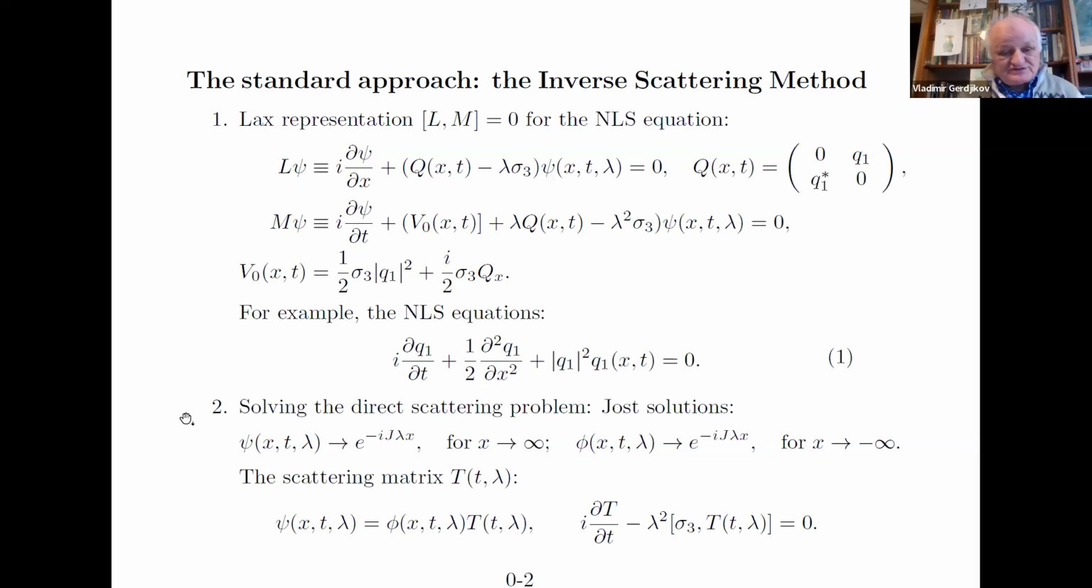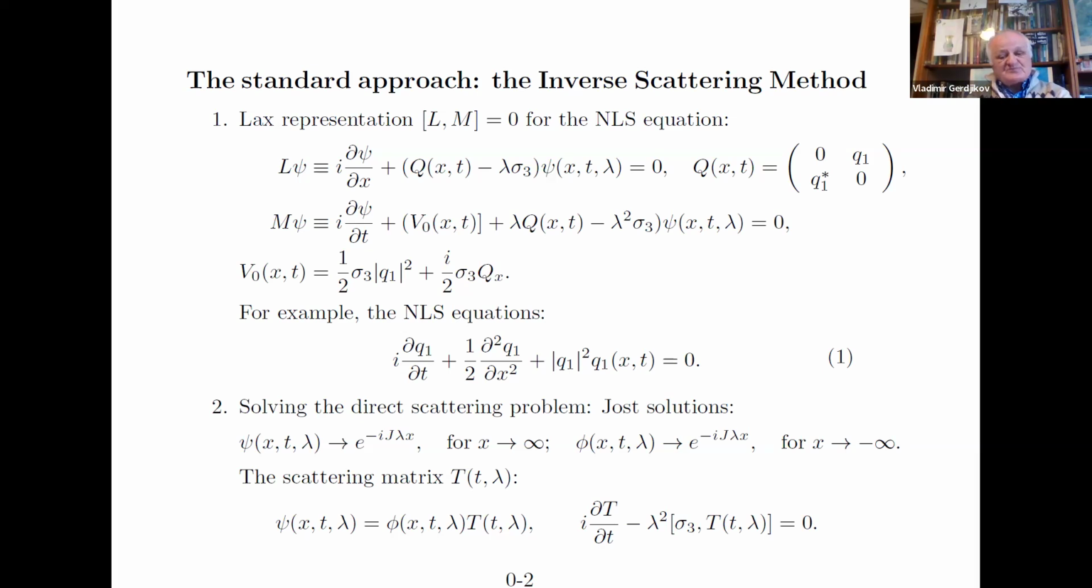Now, how to solve this equation using the inverse scattering method? First, we have to solve the direct scattering problem for the Lax operator L. And this means that we have to construct the Jost solutions, which are determined by the asymptotics for x going to plus infinity, this is psi, and for x going to minus infinity, this is phi. The ratio of these Jost solutions determines the scattering matrix, capital T of t and lambda.